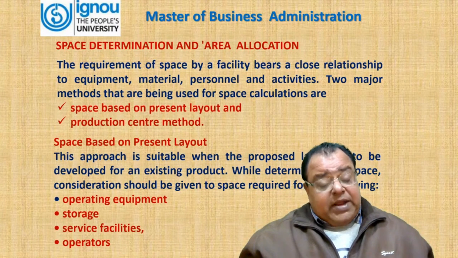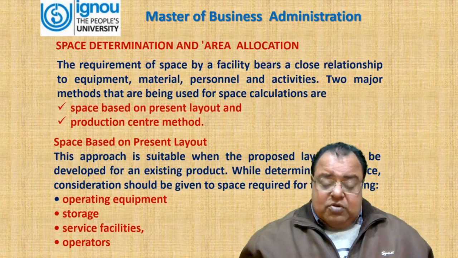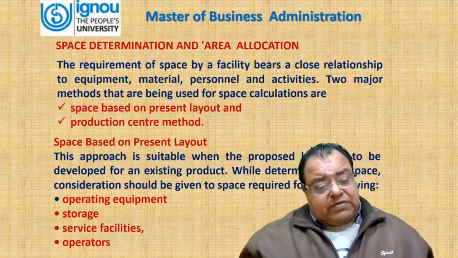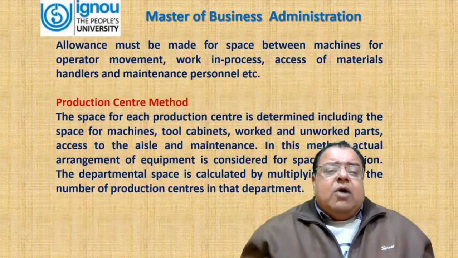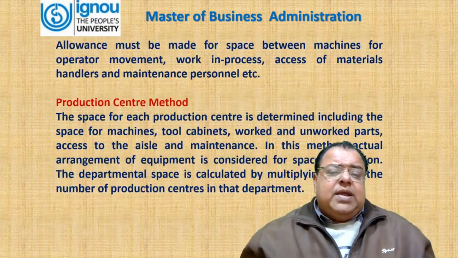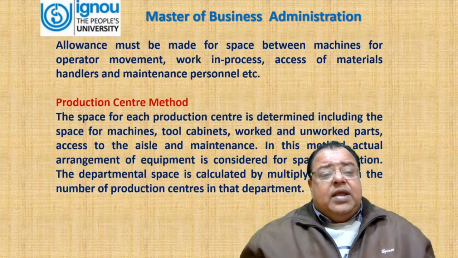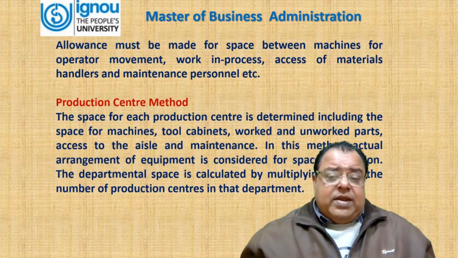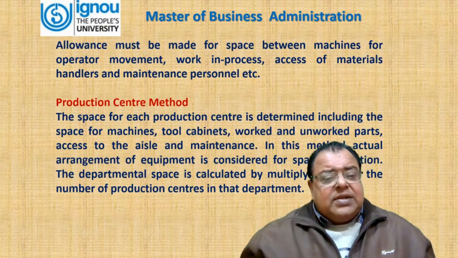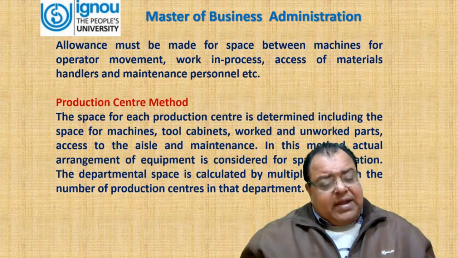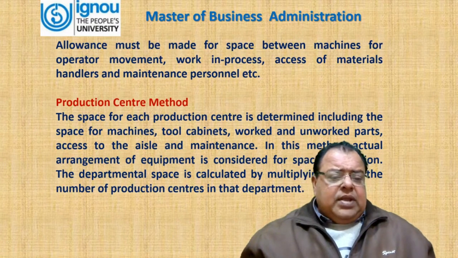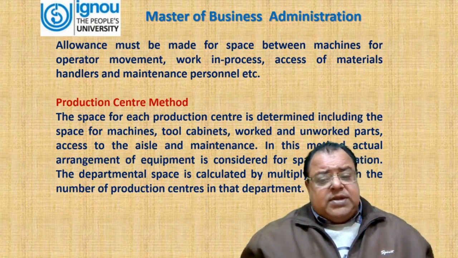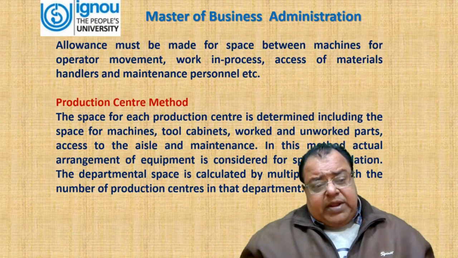Number one, operating equipments. Number two, storage. Number three, service facilities. And number four, operators. Allowance must be made for space between machines for operator movement, work in process, access of materials, handlers, and maintenance personnel, etc.